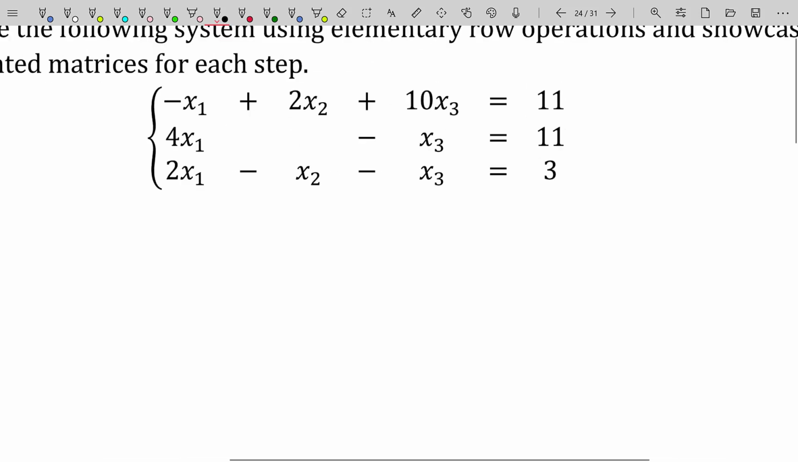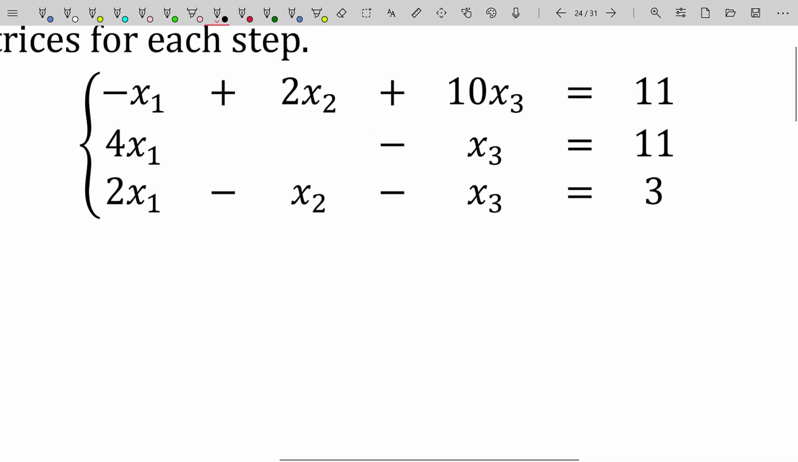The first thing I'm going to do is take a look at my system here and make sure that everything's lined up nicely because it just makes the visual very nice. So in other words, I want a column of x sub 1 variables, a column of x sub 2 variables, a column for the x sub 3 variables, and then everything should be in general form, so all the constants should be on the right hand side. It's kind of the first step in solving systems.